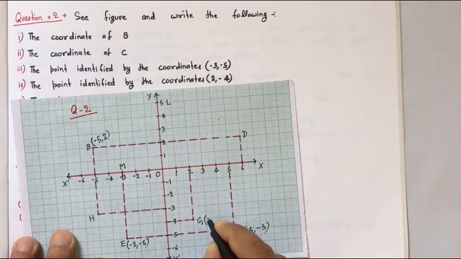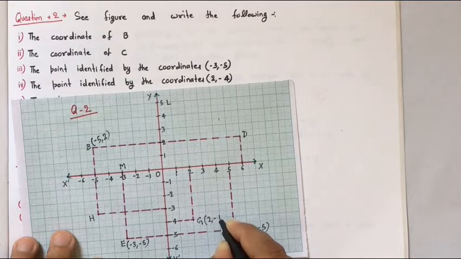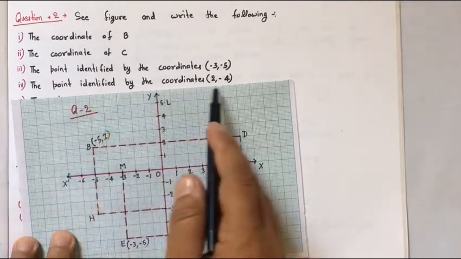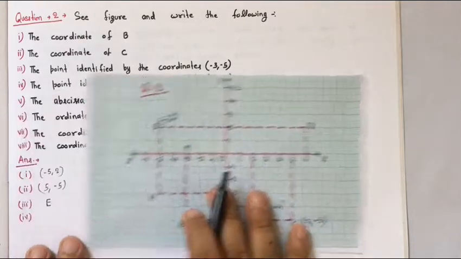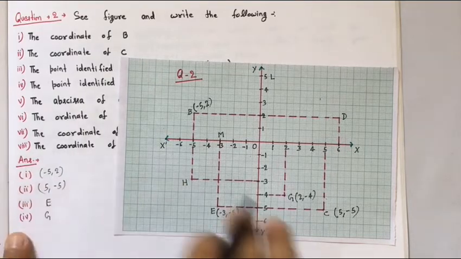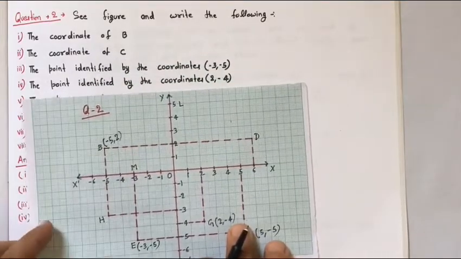The coordinate of G is 2, -4. So the point identified by the coordinate 2, -4 is what? G. So your answer of the fourth part is G. Clear? Now come to the next question.